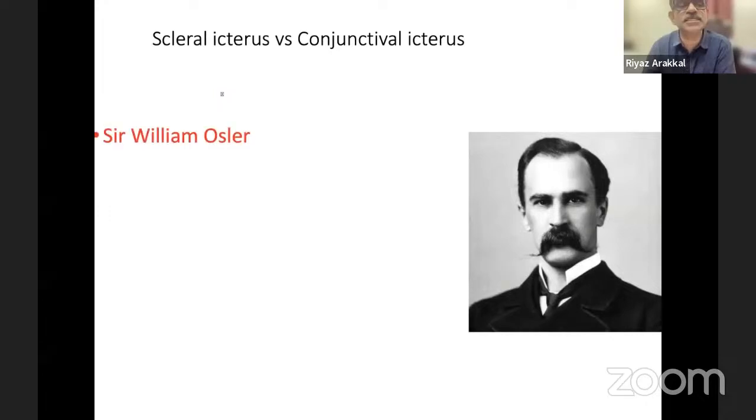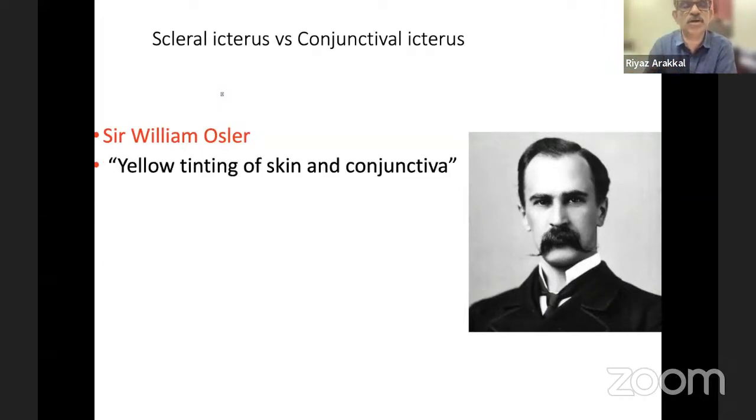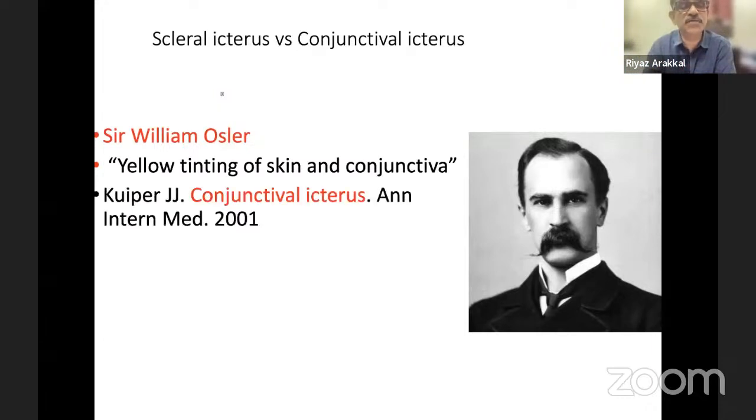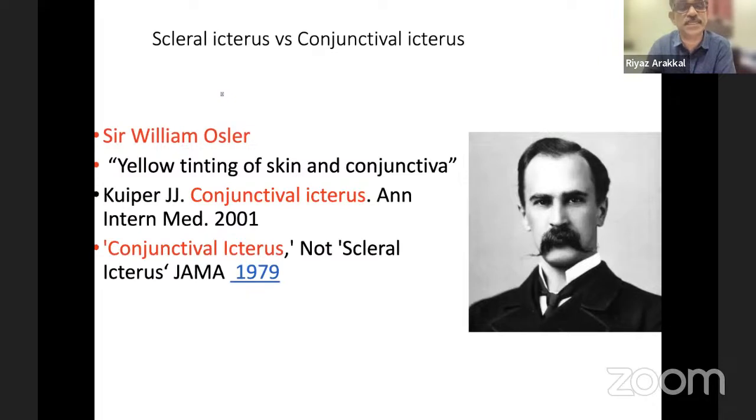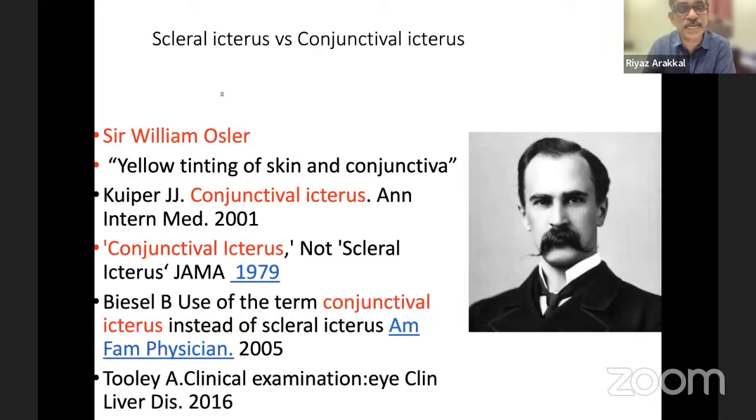This is indeed Sir William Osler. Sir William Osler is the father of modern medicine, whereas Hippocrates is the father of medicine. You know how Sir William Osler defined jaundice? He defined jaundice as yellow tinting of skin and conjunctiva and not sclera. If you go to the internet, you get a lot of articles on conjunctival icterus and not scleral icterus, and one of the latest articles was published in 2016. So conjunctival icterus is more appropriate and correct than scleral icterus.